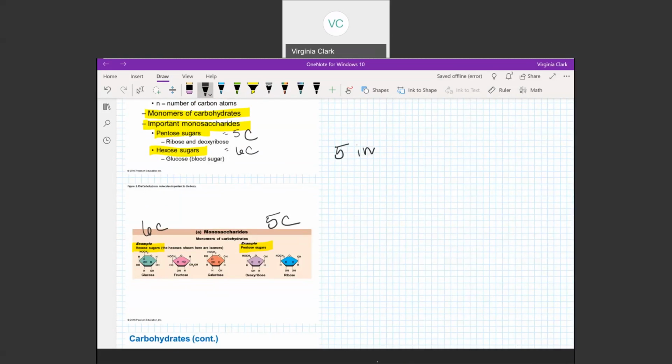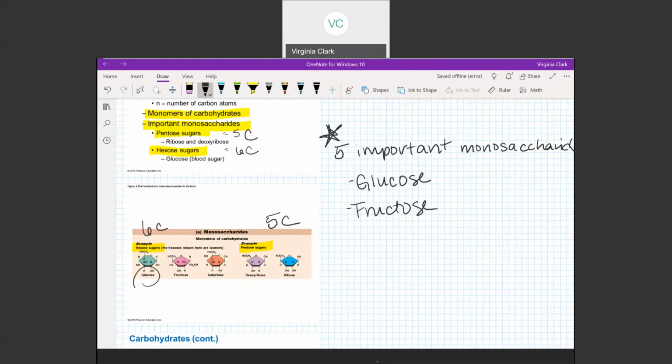These are very, very important. And these monosaccharides are the foundation for all sugars and all starches. So there is going to be glucose, which is this guy right here, fructose, which is this guy right here, galactose, and then you're going to have deoxyribose and ribose. So these are the 5 building blocks of a sugar: glucose, fructose, galactose, deoxyribose, and ribose.